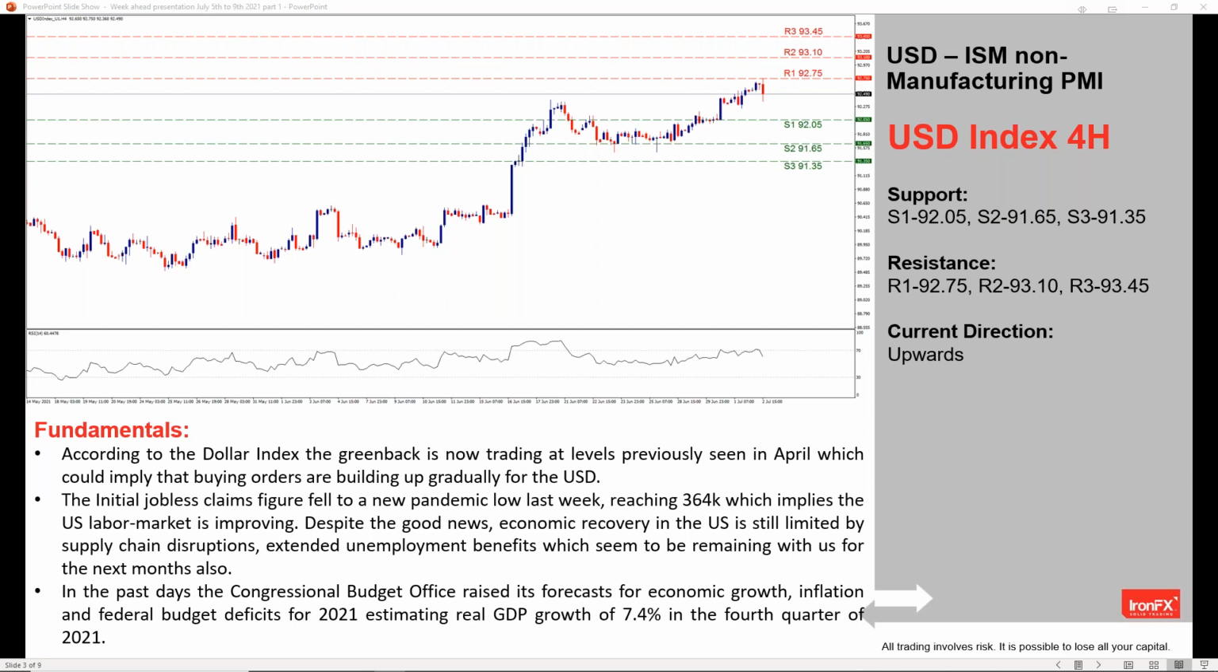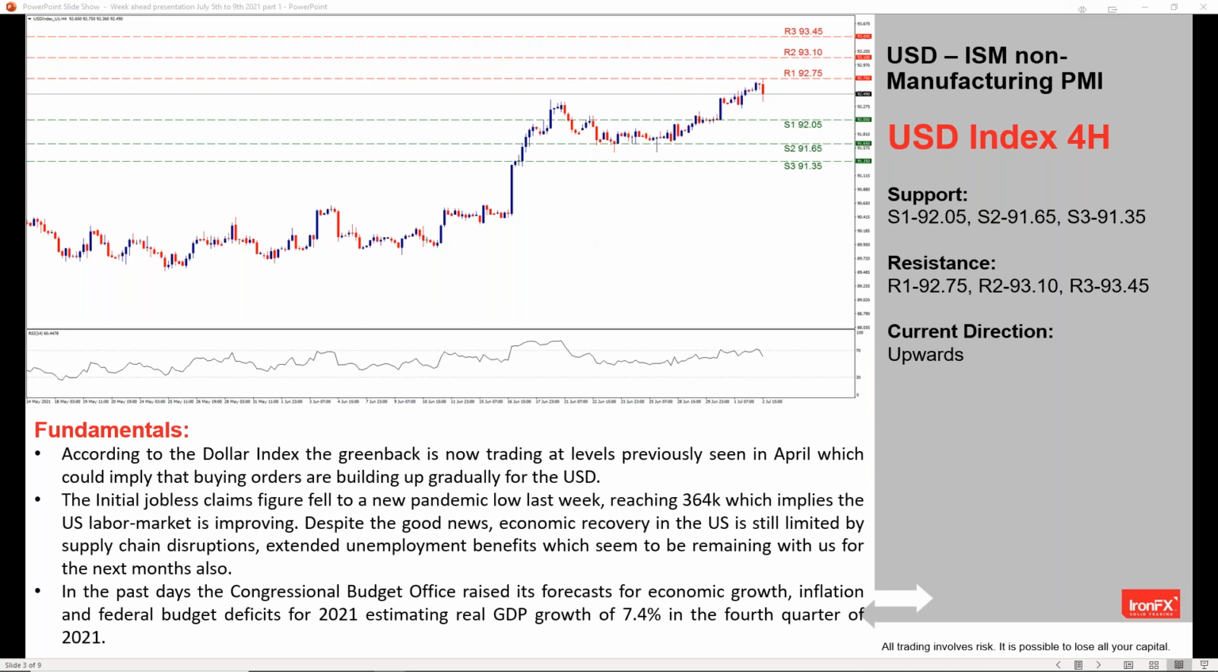Very important was the fact that the initial jobless claims figure fell to a new pandemic low last week, reaching 364,000, which implies the US labor market is improving. Despite the good news, economic recovery in the US is still limited by supply chain disruptions and extended unemployment benefits, which seem to be remaining with us for the next months also. On a positive note, in the past days, the Congressional Budget Office raised its forecasts for economic growth, inflation, and federal budget deficits for 2021, estimating real GDP growth of 7.4% in the fourth quarter of 2021. That's on a yearly basis.